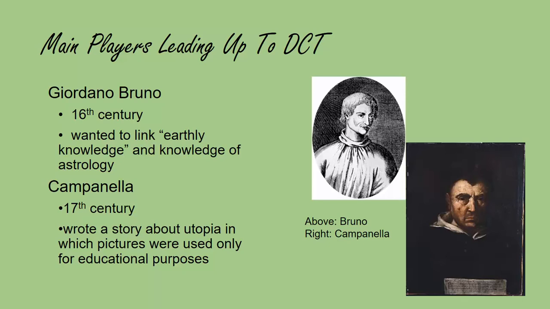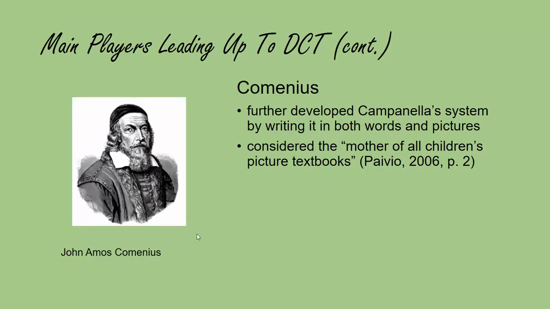And then in the 17th century, you have Campanella, who wrote a story about utopia, about the perfect society, but he used pictures only for educational purposes. So in his story, the students were learning reading and writing based on the pictures, the images. And then finally you have Comenius, who developed Campanella's book system into something more modern, more concrete.